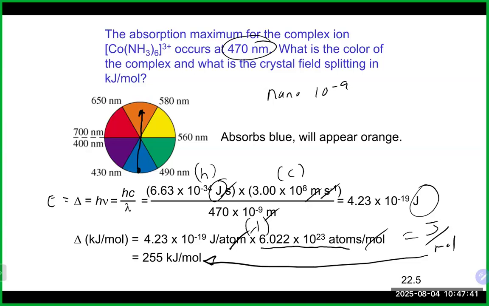So this calculation is basically the same calculation as you did previously. Again, you could use it to figure out the splitting between those lower energy level d orbitals and the higher energy level d orbitals. Any questions on that? Okay.